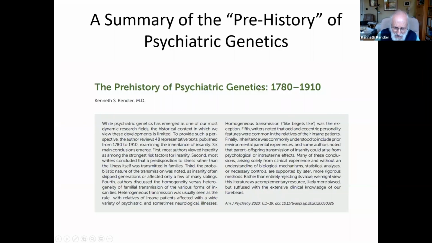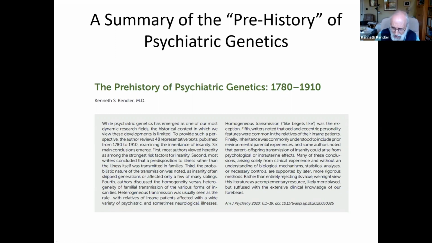This is a preprint of an article that is coming out of the American Journal of Psychiatry, and it reflects a rather detailed review of the prehistory of psychiatric genetics from these years of 1780 to 1910. And what I next want to do is just highlight this overview. As you can see from the abstract here, I reviewed 48 representative texts published during this time period.